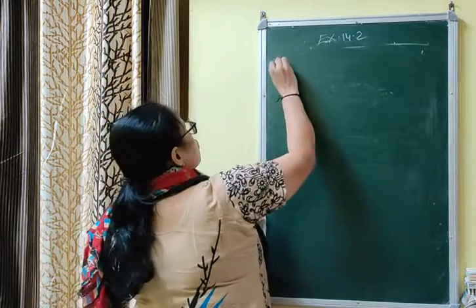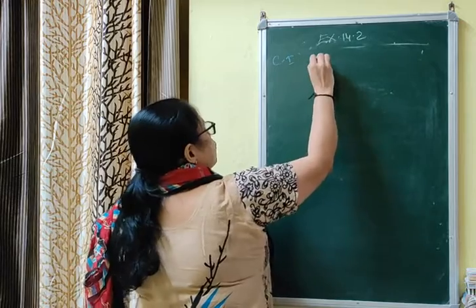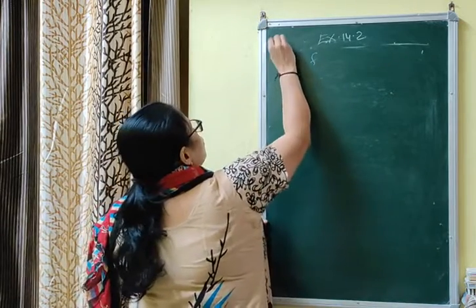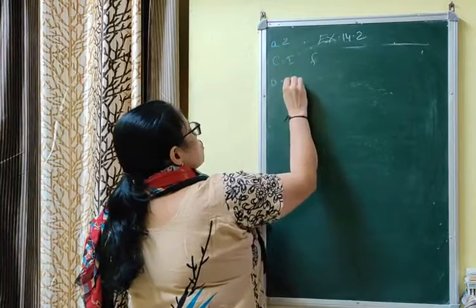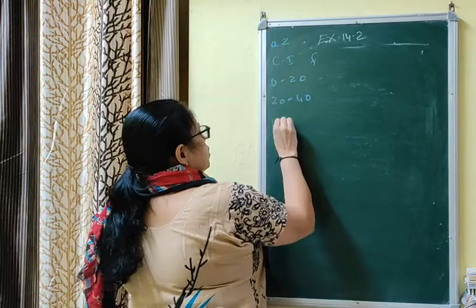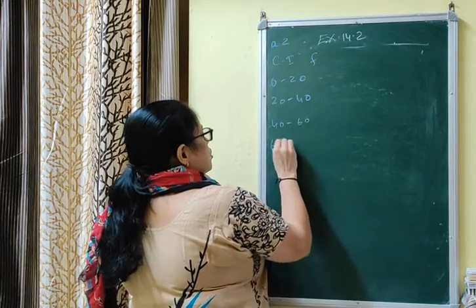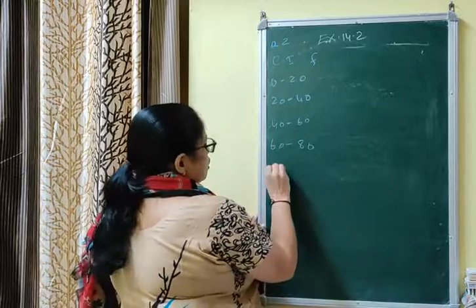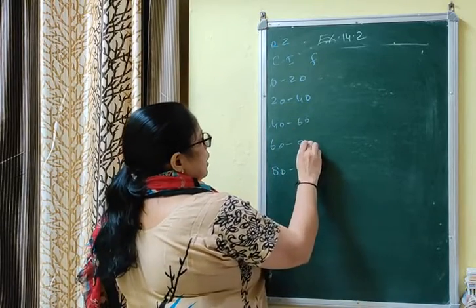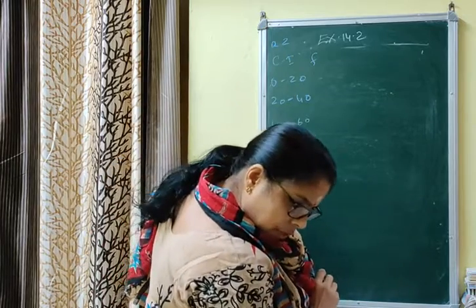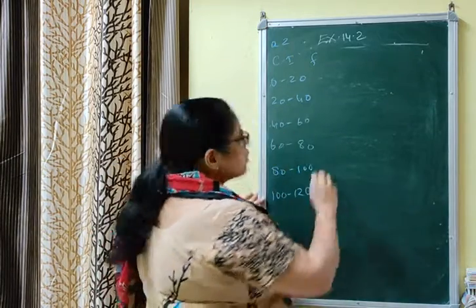Now again we have to make class interval and frequency. Class interval is 0 to 20. This is question number 2. 0 to 20, 20 to 40, gap is 20, 40 to 60, 60 to 80, and the last class is 80 to 100, and next is 100 to 120. This is the class interval.